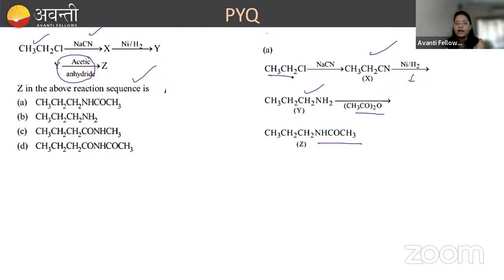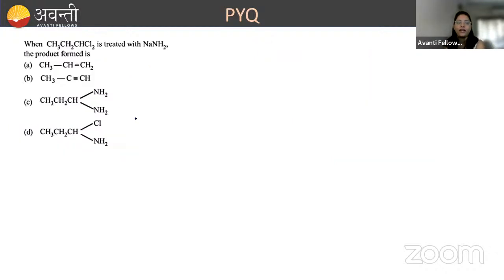So these were two carbons, and one carbon got added because of the cyanide. And the NH2 present next to the cyanide carbon, because of the reaction with this acetic anhydride, got an extra COCH3. So 3 carbon NHCOCH3, which is the answer option A. Very good. Next problem: when this chloride is treated with NaNH2, which type of product is going to form? 1, 2, 3, 4. Can you tell me the answer here?